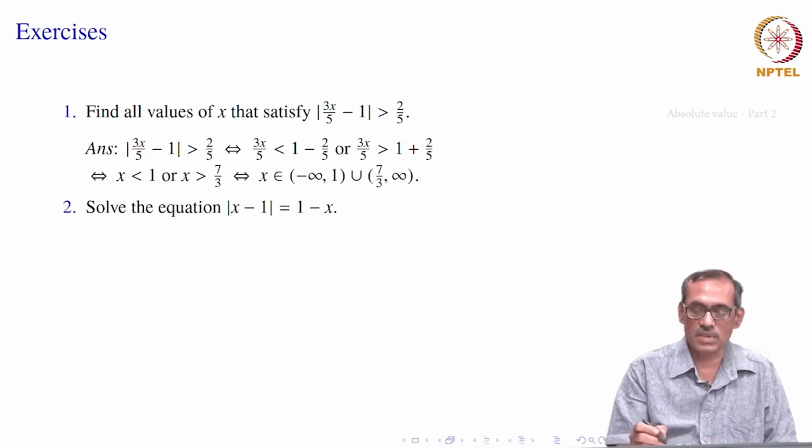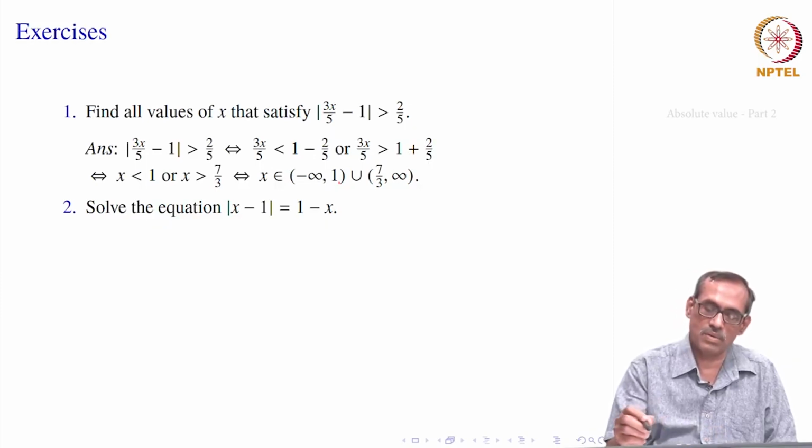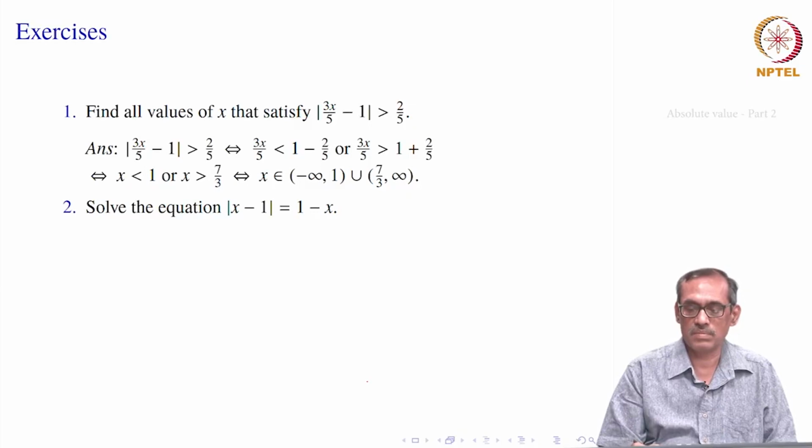We can write that in terms of intervals, of course. So, x belongs to minus infinity to 1, less than 1, or it is bigger than 7 by 3, so 7 by 3 up to infinity. That is how it will look.